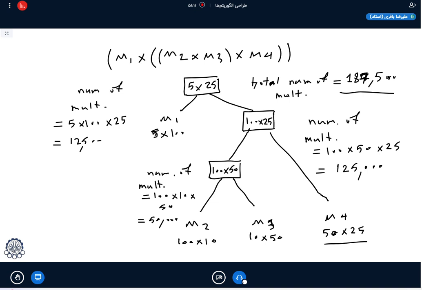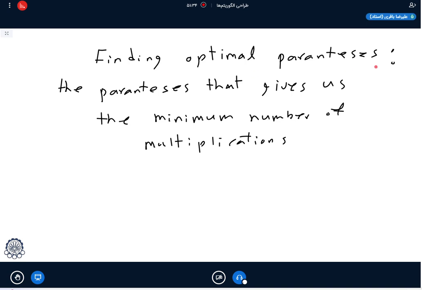So when we are going to multiply some matrices, we should do this multiplication in an optimal manner. We should find the optimal parentheses for multiplication of matrices. By optimal parentheses, we mean the parentheses that gives us the minimum number of multiplications. We are going to find this optimal parentheses. Okay? Any question?